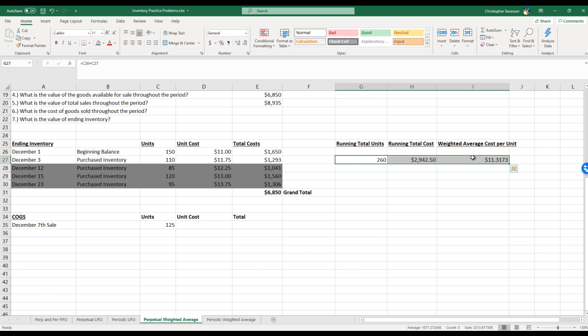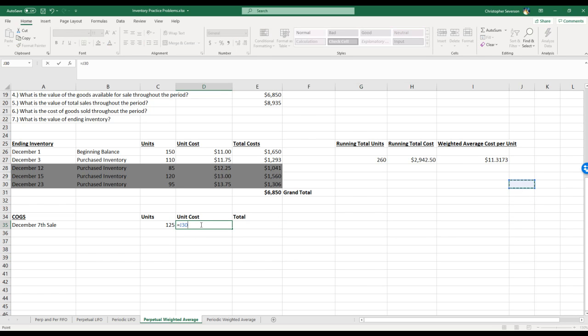We know that we have 260 units at $11.3173 per unit. So just to get an exact amount, I'm going to reference that unit cost. Well, you know what? I better not do that because I'm going to delete it. I'm going to put it out to 4 digits. So the total cost of that sale is $1,414.66.